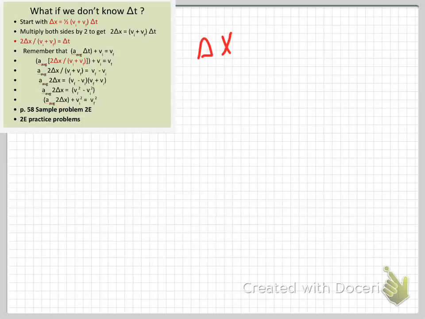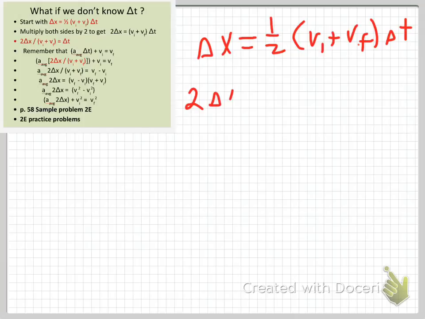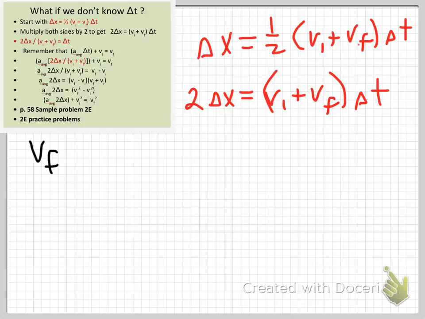So if we start off with delta x equals 1/2 VI plus VF delta t. I actually like the derivation on this one because I like, what do they call it, difference of squares. Anyway, and we get rid of that half. We multiply everything by 2. So we get 2 delta x equals VI plus VF times delta t. Okay. And we go back and remember that VF equals VI plus A delta t.